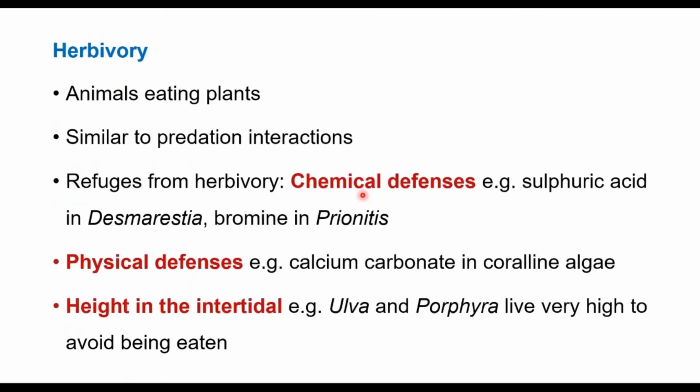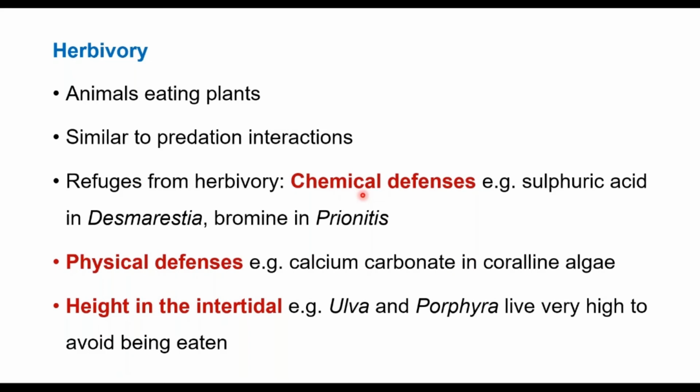The third one is herbivory, where animals mostly feed on plants. This is again similar to predation interactions. So how do you avoid predation from the animals? You make chemical defenses. Certain organisms will produce sulfuric acid, like Desmarestia here, and a compound like bromine is produced by Prionitis. These chemical defenses help to stop animal predators from feeding on the plants.